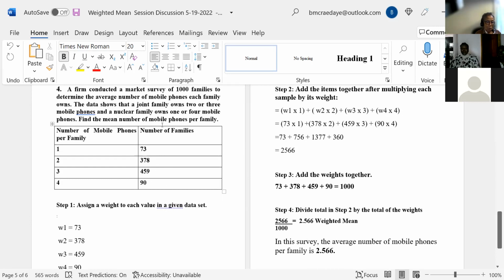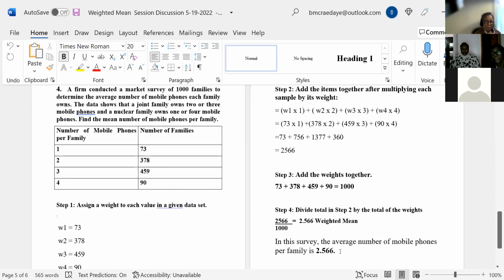Now, the weights here are the number of families. When you add these all up, you get 1,000, because this survey was a survey of 1,000 families. So you take your total after you assign your weights, divided by 1,000, you get a weighted mean of 2.566. What is this saying? It's saying in this survey, the average number of mobile phones per family is 2.566.